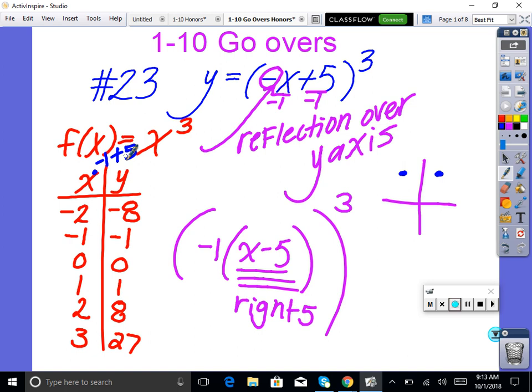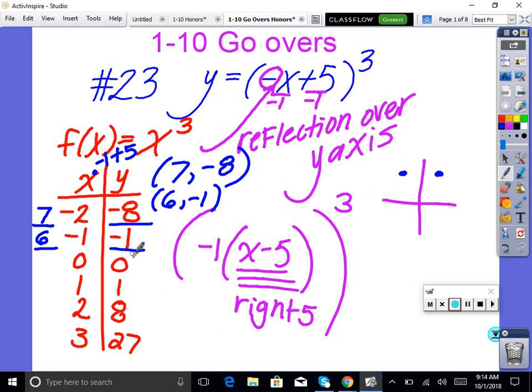So let's write down our new x, y points here. Our y's are the same, aren't they? But our x's will now become, I'm going to write them just right here in front. -2 times -1 is 2. 2 plus 5 is 7. So we have 7, -8 is a point. Moving on. -1 times -1 is 1. Plus 5 is 6. So we have the point 6, -1 on our graph. 0 times -1 is 0. Plus 5 is 5. 5, 0.